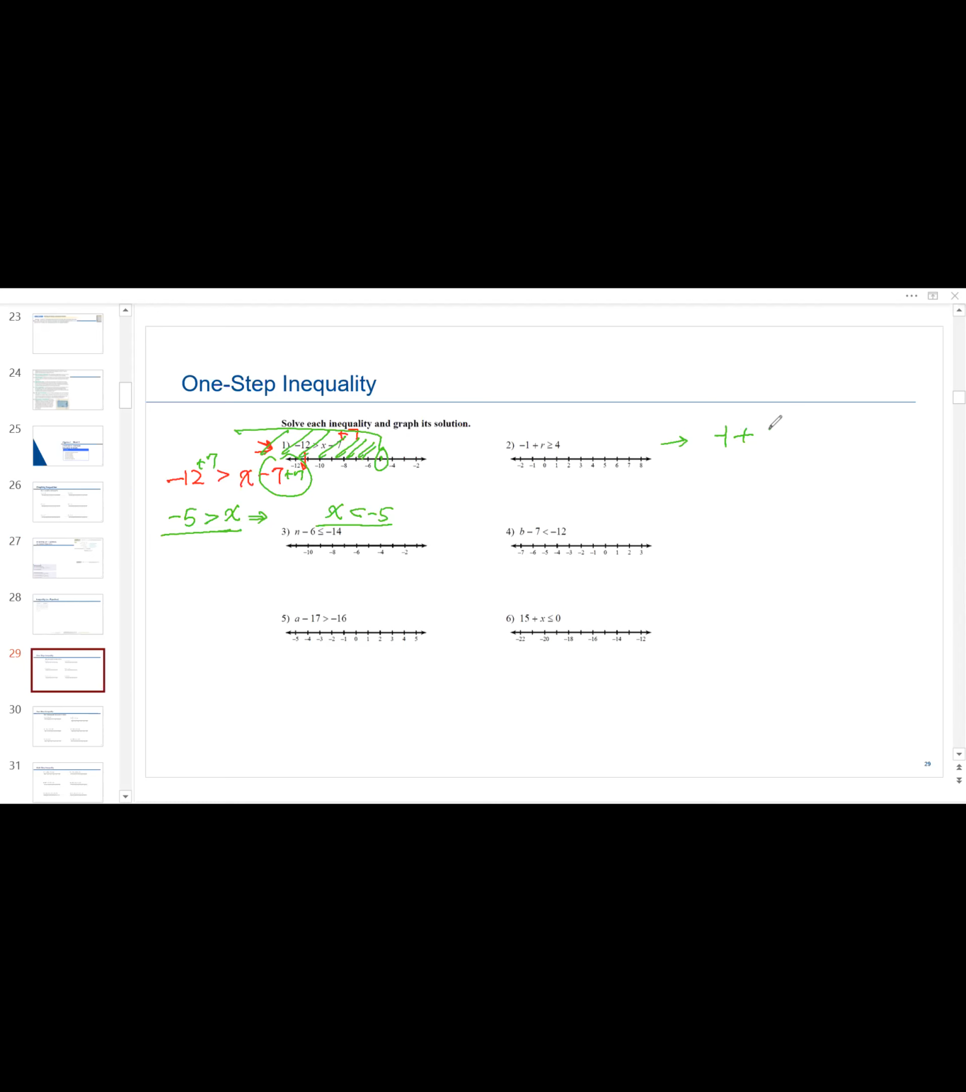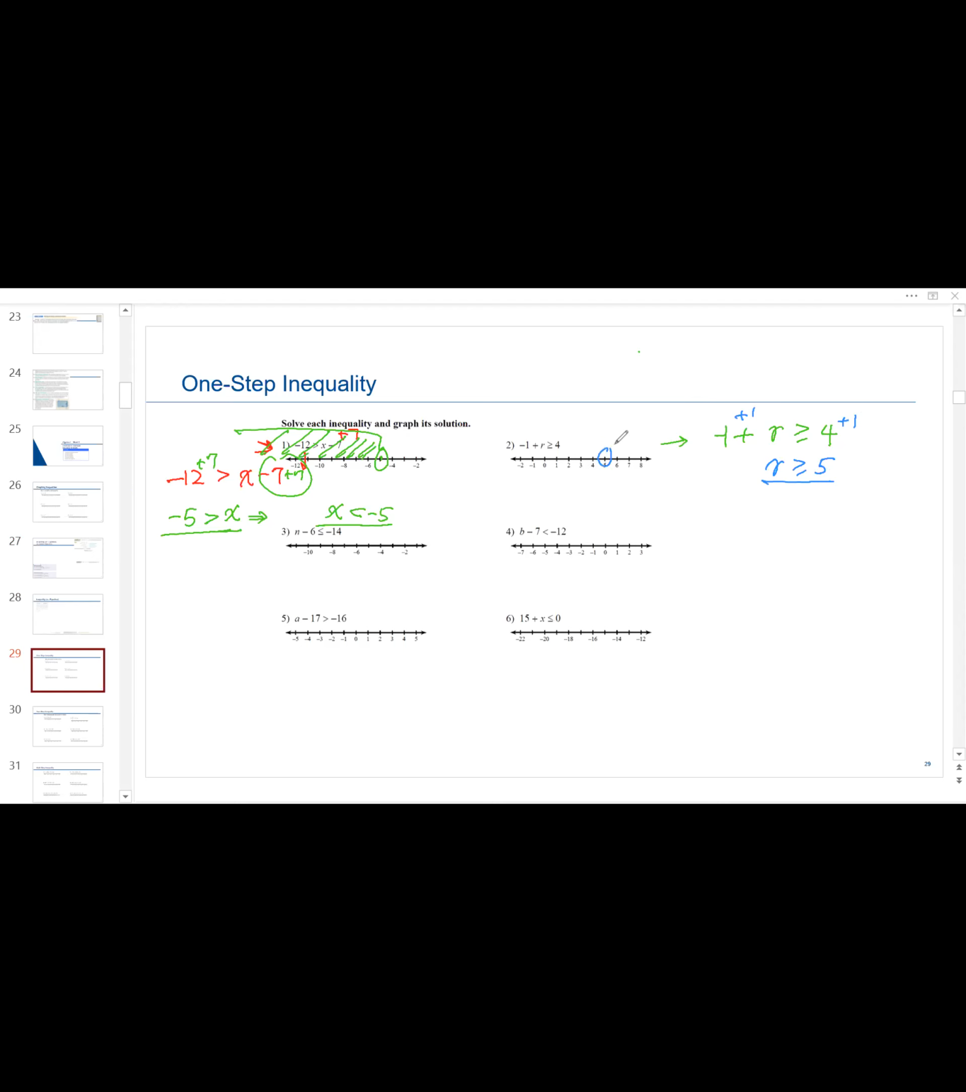Negative 1 plus r greater or equal than 4. So both sides plus 1. Okay. Both sides plus 1. So you got r greater or equal than 5. Right. So we find positive 5 first.